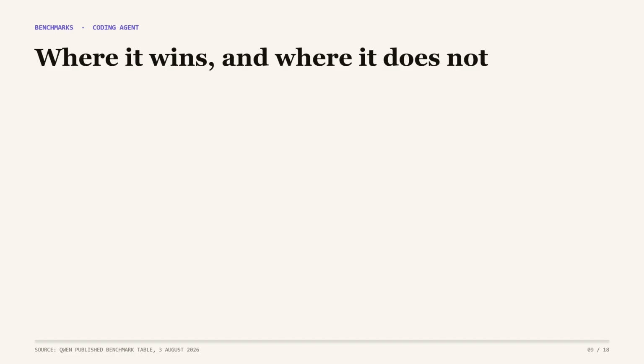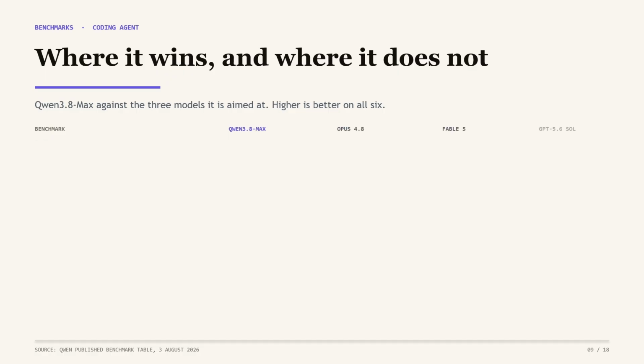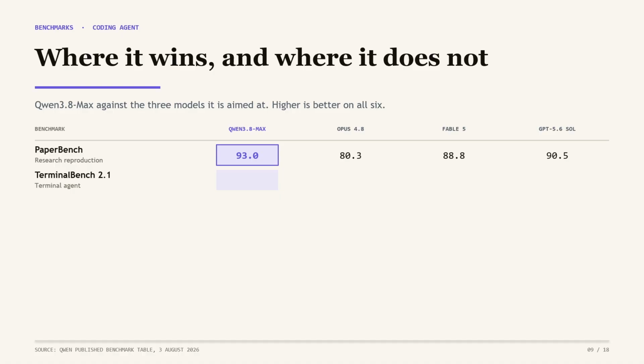Now the benchmarks Alibaba published themselves. I want to be fair here, so I'm showing you the wins and the losses on the same slide. On paper bench, which asks a model to produce a research paper from scratch, it scores 93. That is the best number on the row. On terminal bench, which is about working in a terminal like a real engineer, it is 6.6 ahead of Opus and Fable. Behind GPT 5.6 Full.